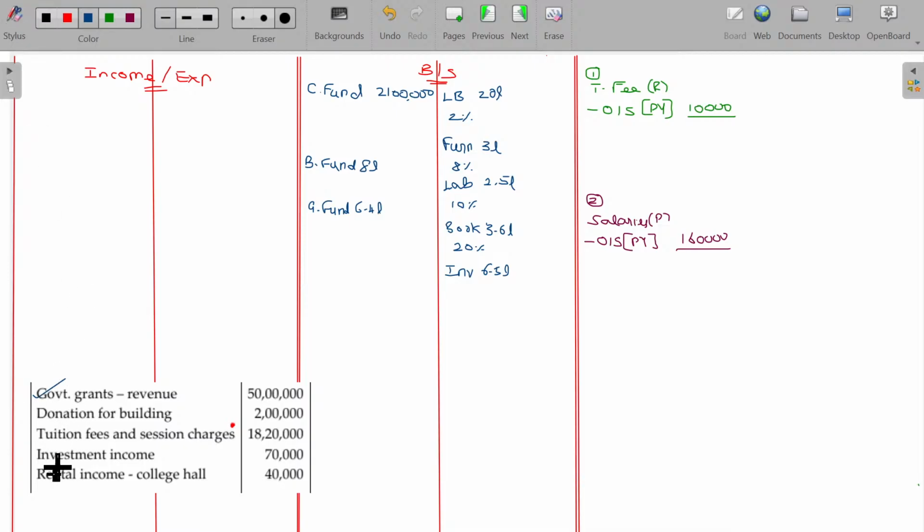Government grants received. So if there is any receipt, you have to cross verify whether it is revenue receipts or capital receipts. Definitely, it's a revenue. It's properly stated, so it's a revenue.